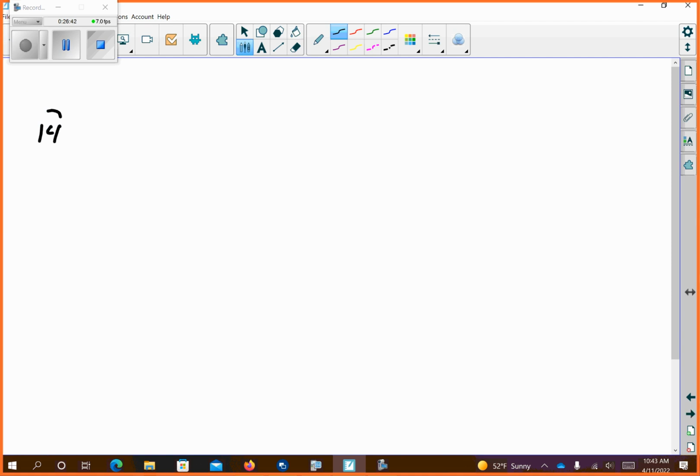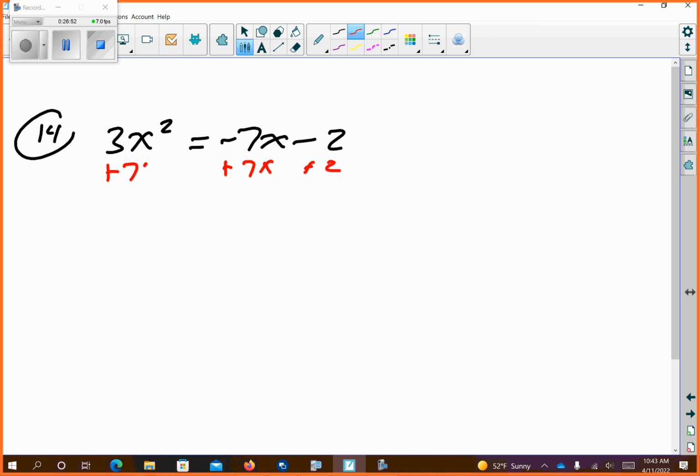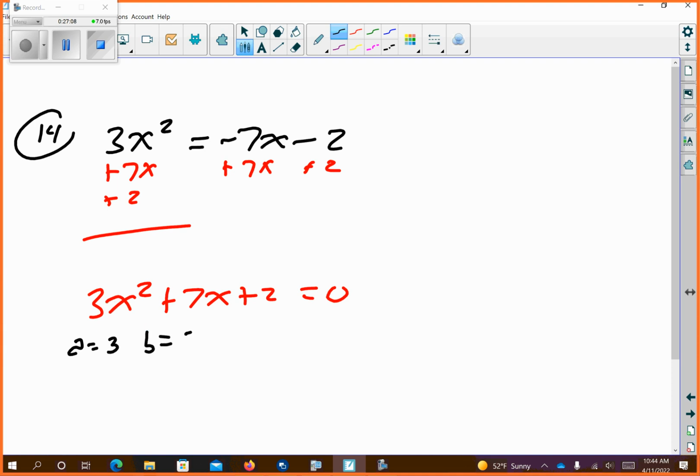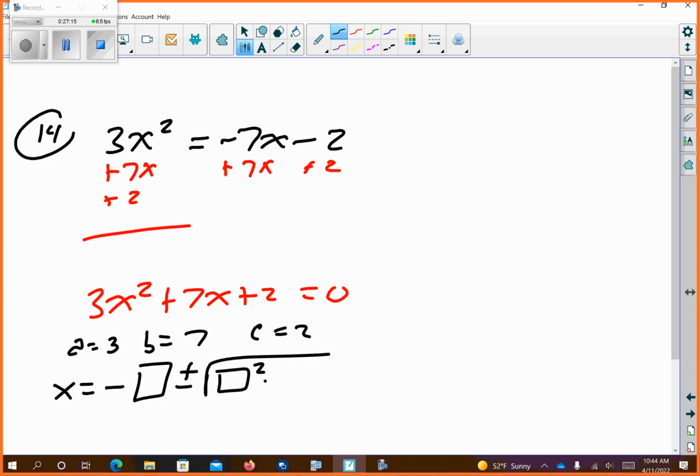Number 14. Again, friends, can I start solving this one as it sits like it does now? No. I need to add 7x, add 2, add 7x, add 2. So I'm going to get 3x squared plus 7x plus 2 equals 0. They want us to solve by factoring. I'm not a big fan of that because I have a value of 3. So my a value is 3, b value is 7, c value is 2. x equals negative blank plus or minus square root of blank squared minus 4 blank blank all over 2 blank.